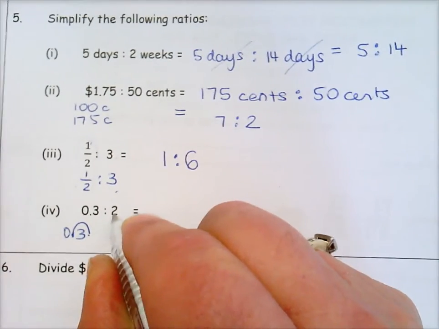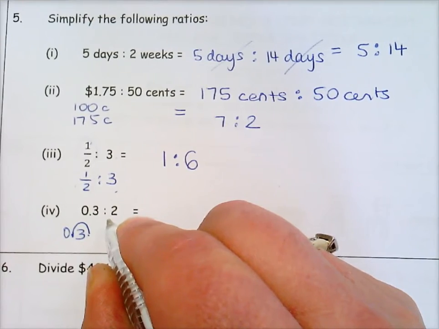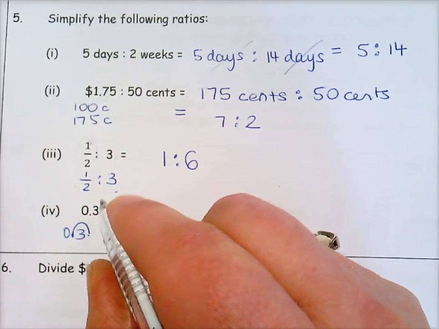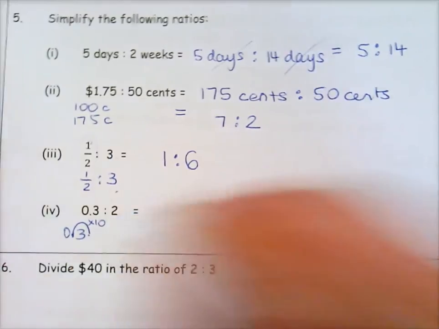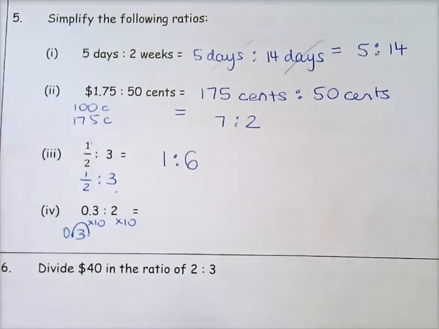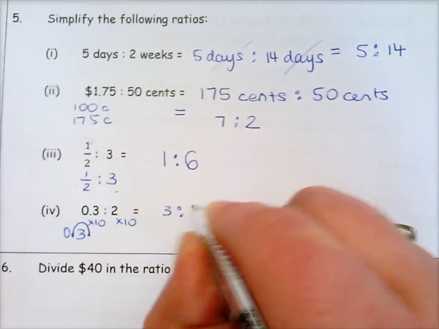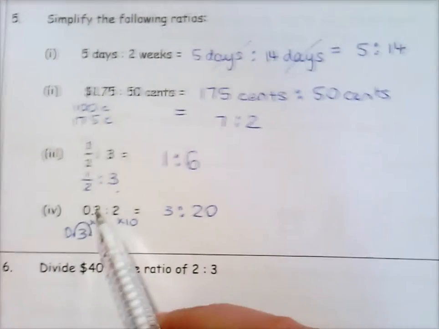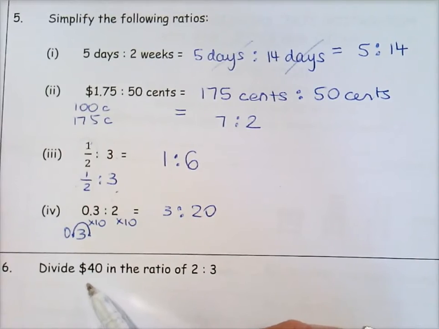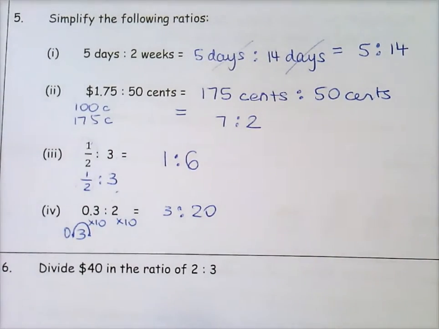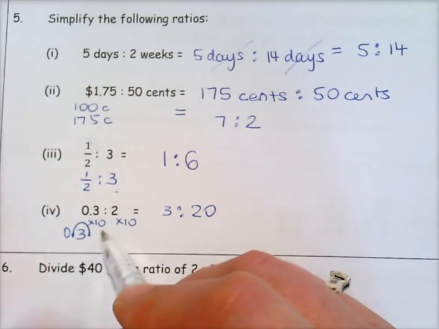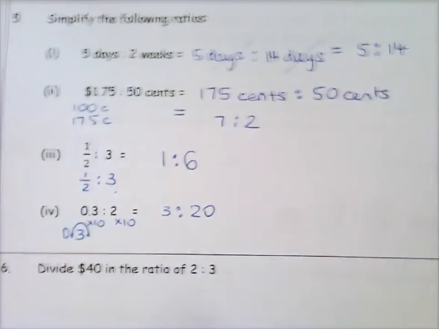What's something 10 times bigger than 2? What's 2 times 10? So what I've done here is times it by 10. I'm going to times this one by 10. What's 2 times 10? 20. So 0.3 times 10, I want it to make it bigger. I don't want less than 1. I need it to be a whole number. So times that by 10 and times this one by 10.